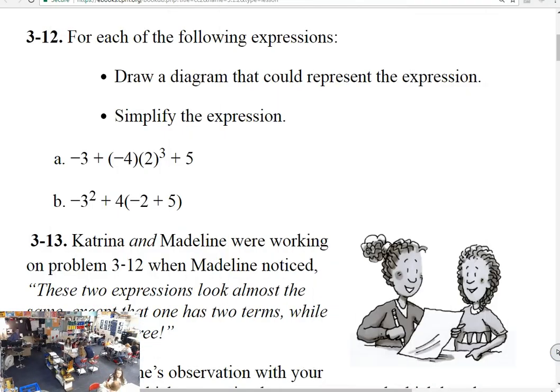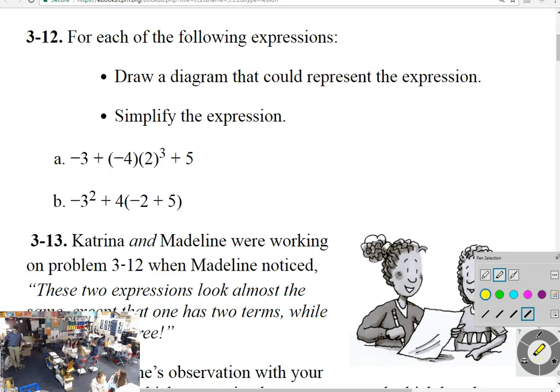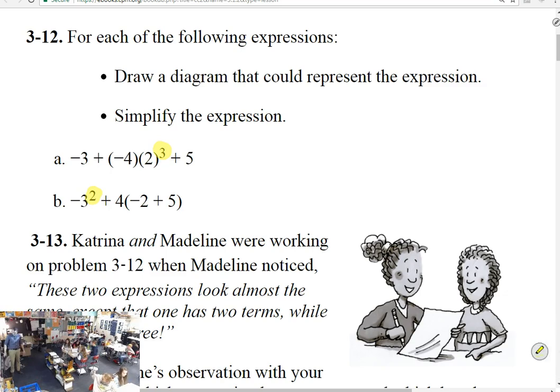Anyone tell me what's different? What's in these problems that we haven't really seen before? Alex? The little baby number, right? The number that's up. Little baby.